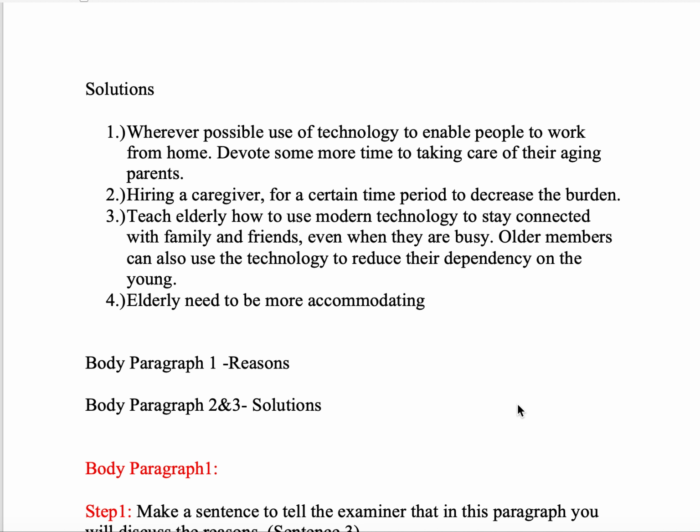Second solution is they can hire a caregiver for a certain time period to decrease the burden. Third solution is they can teach the elderly how to use modern technology to stay connected with family and friends even when they are busy. So, older members can also use the technology to reduce their dependency on the young. And the fourth solution is elderly need to be more accommodating. This is very helpful. So, now we'll start writing body paragraph 1, then paragraphs 2 and 3.